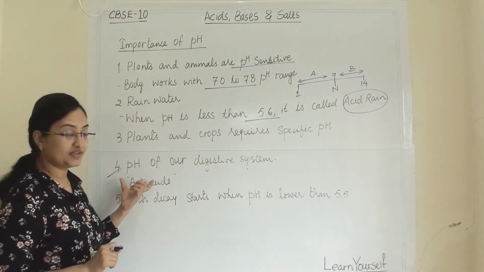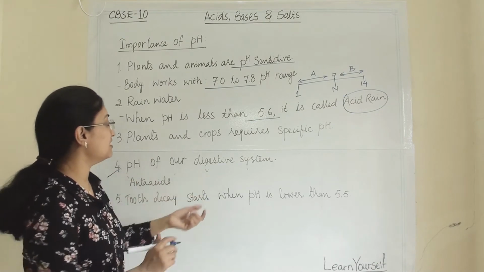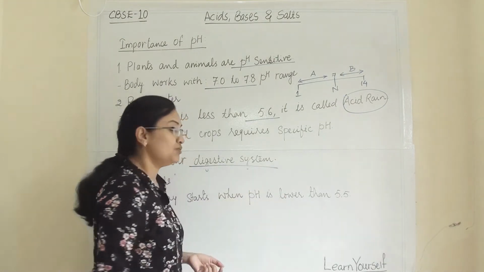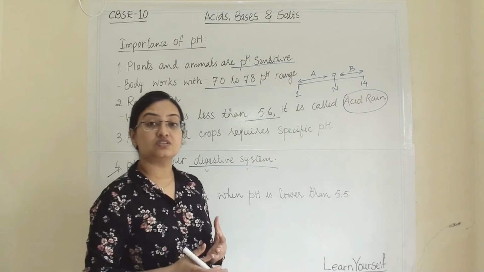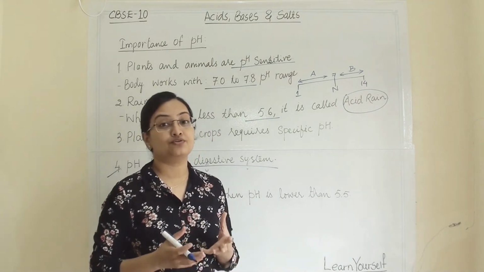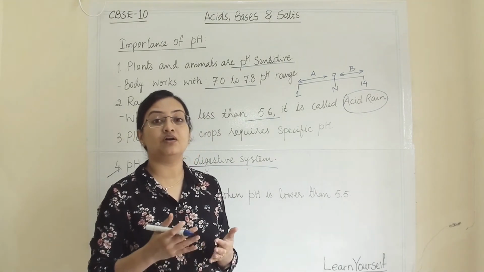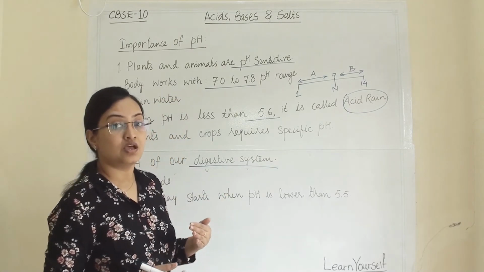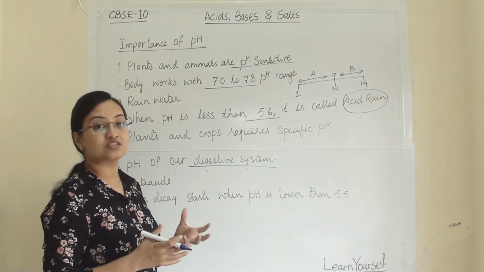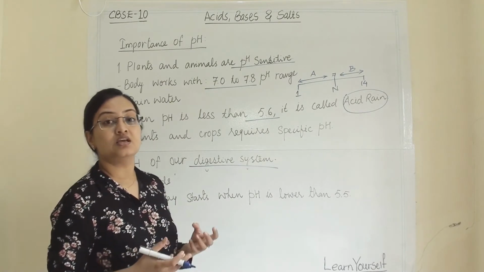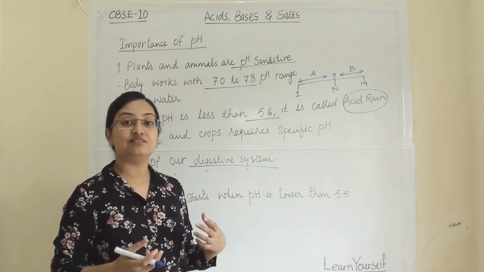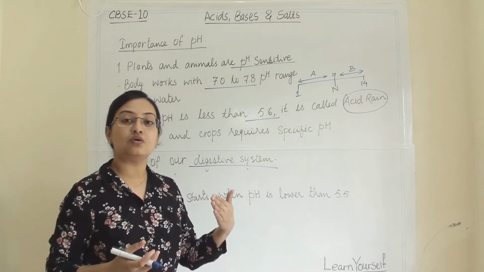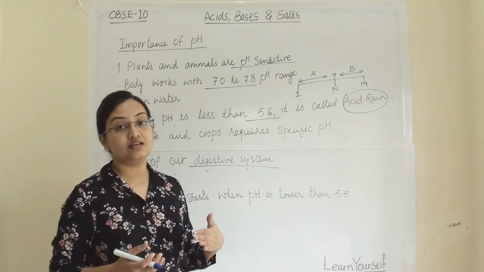Now the fourth point is the pH of our digestive system. We know that in our digestive system there is a secretion of hydrochloric acid. It helps our food to get digested. But in case of indigestion or some stomach upset, this acid secretion tends to be more. So it will cause acidity in our stomach.